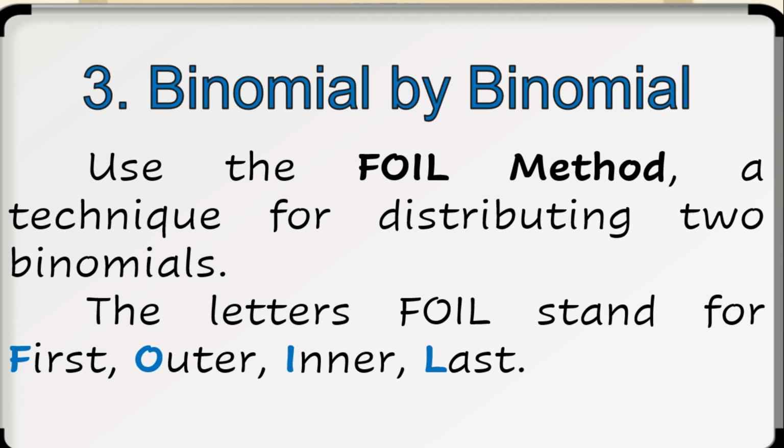First means multiply the terms which occur first in each binomial. Then outer means multiply the outermost terms in the binomials. Inner means multiply the innermost two terms. Last means multiply the terms which occur last in each binomial. Then simplify the products and combine any like terms.